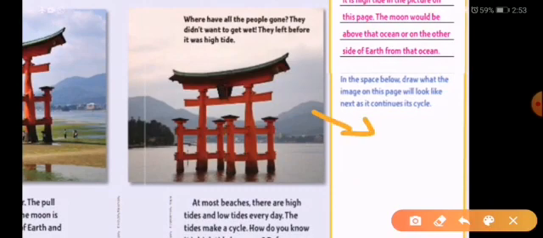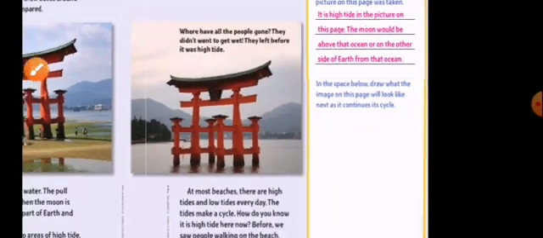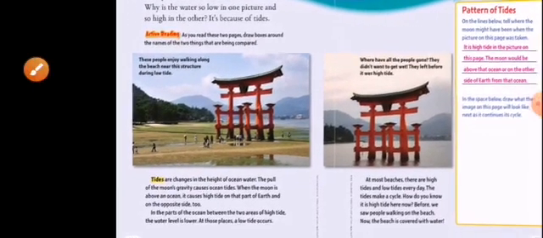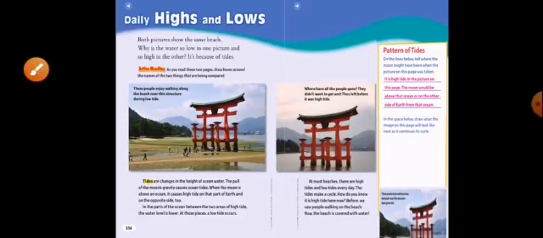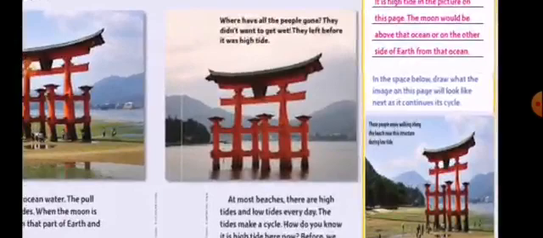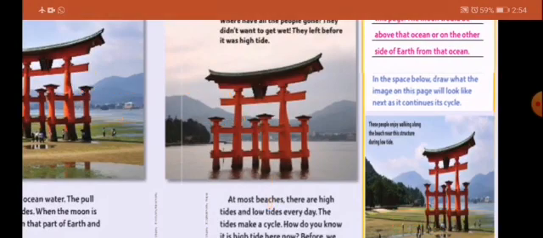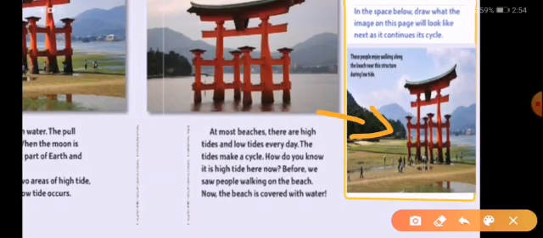The second question says, in the space draw what the image on this page will look like next as it continues its cycle. Okay, let's look at the pictures. Here a low tide, then a high tide. So you think the next picture in the cycle will be low tide or high tide? Excellent, very well. It will be a low tide again. So it starts with low tide, then high tide, then again we will draw a picture for the low tide.